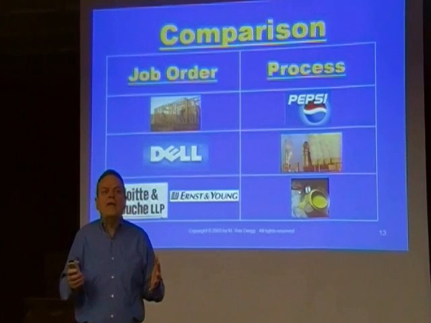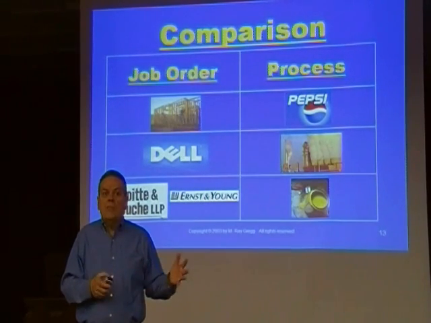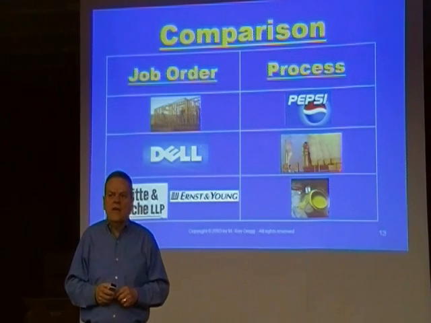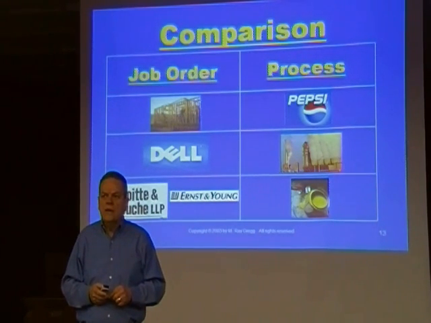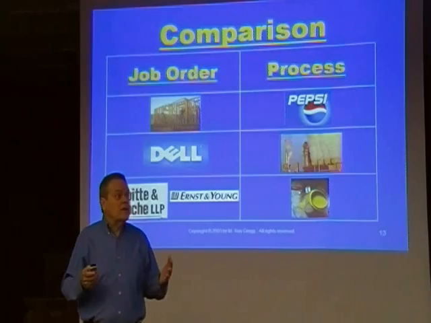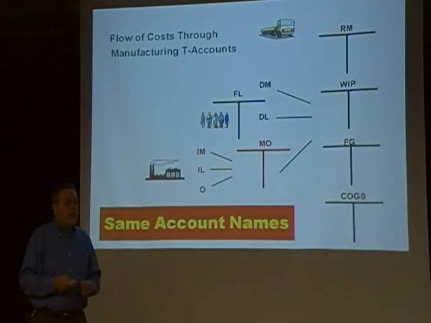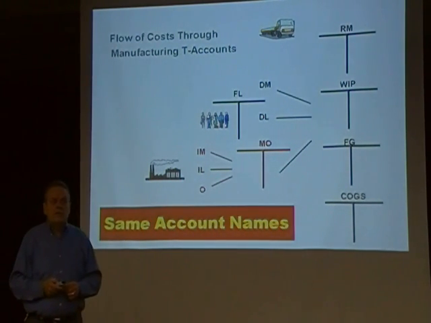I'm hoping you've got a better idea of job order and process cost accounting. And it is process cost accounting that deserves our attention this week. We need to learn what's the same and what's different. The account names are the same. The journal entries that you make to record those are the same.